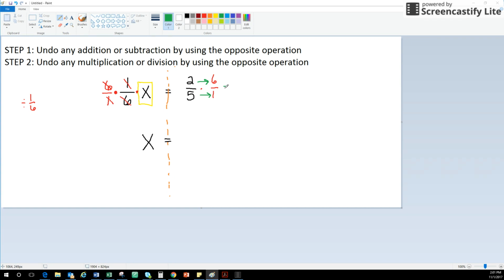So 2 times 6 is 12. 5 times 1 is 5. And again, I'm left with that improper fraction. What would be 12 over 5 if I was going to convert it to a mixed number? You should be thinking 5 goes into 12 twice, which is 10. So if I take those two 5s out of the top of the fraction, 12 minus 10 is 2. So this winds up being 2 and 2/5. So in this problem, x is going to equal 2 and 2/5.